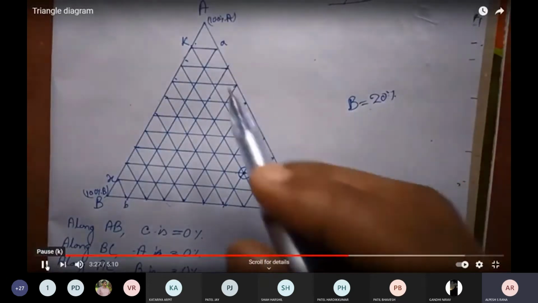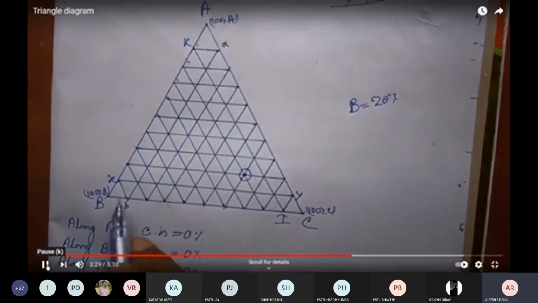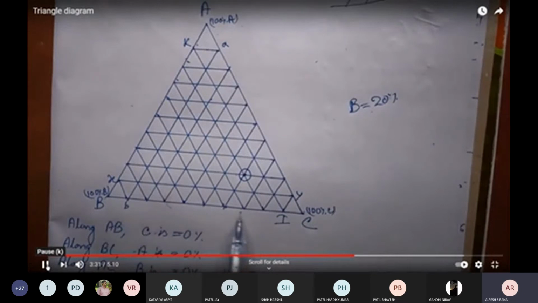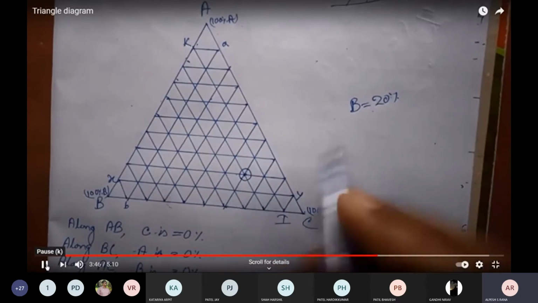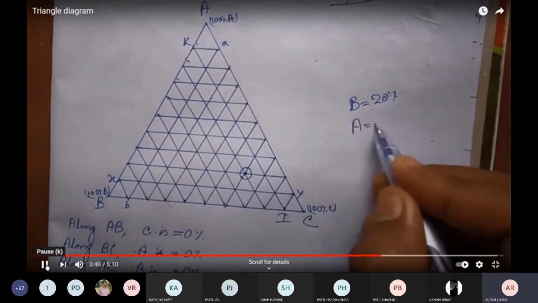Now the concentration of A: the concentration of A is 0 along this line, along this line the concentration of A is 10%, and along this line the concentration of A is 20%. So at this point the concentration of A is 20%.